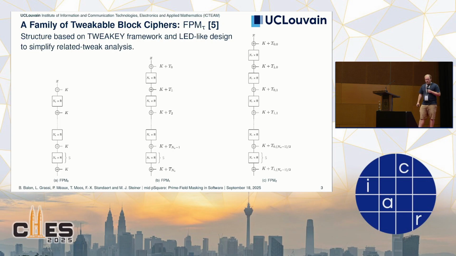Now, to quickly recall how this family of tweakable block ciphers looks like. The structure is based on the Tweaky framework and an LED-like design. So you have versions with multiple sizes of the tweak. On the left side, you have no tweak, so just a regular block cipher. In the middle, you have tweak size same as key size. On the right side, you have the tweak size twice the key size. And LED-like design means between each tweaky addition, we actually execute the round function multiple times so that we get stronger properties between each tweak addition.